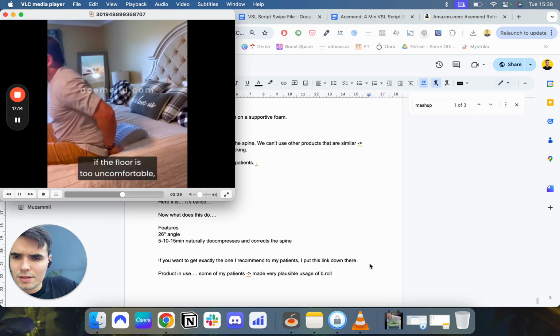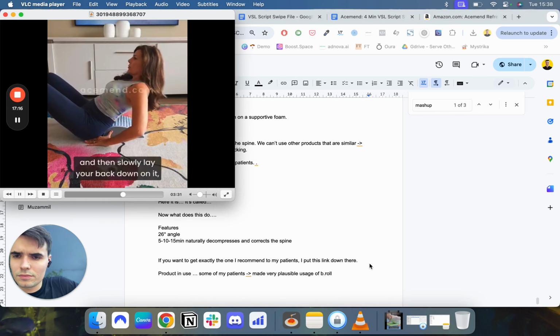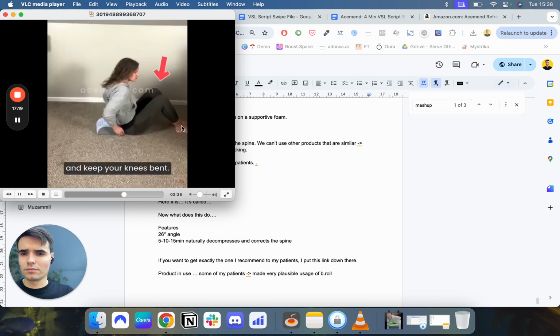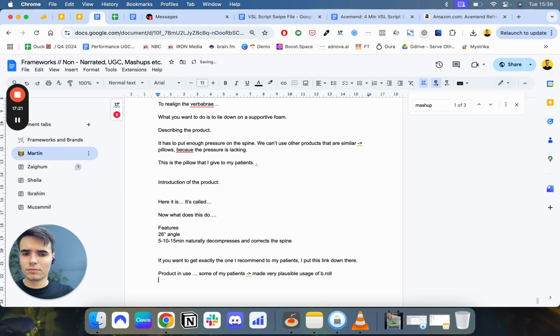If the floor is too uncomfortable, and then slowly lay your back down right at about your L2 or L3 vertebrae and keep your knees bent. It will feel a bit uncomfortable at first because your spine is no longer used to curving in the right direction, so don't be worried. I suggest you first try and rest your back for about 5 to 10 minutes per day until you get used to it, and then increase the time every day.